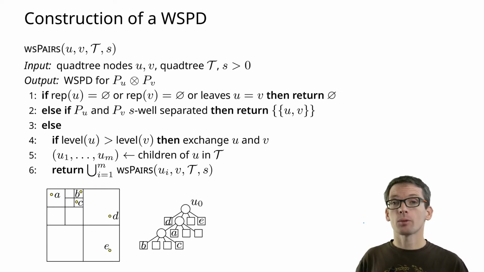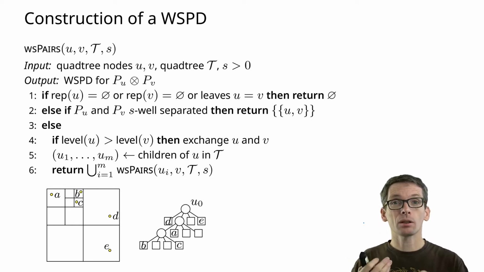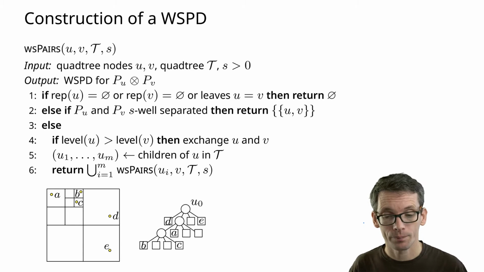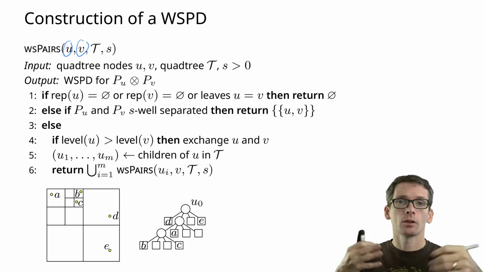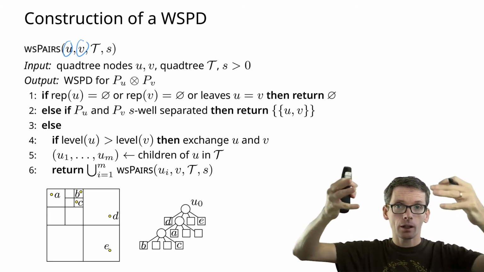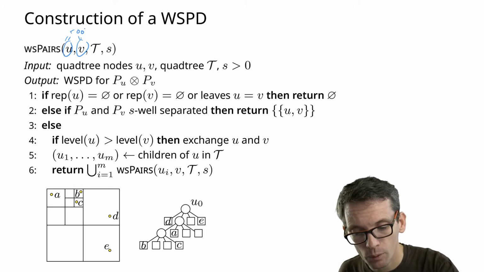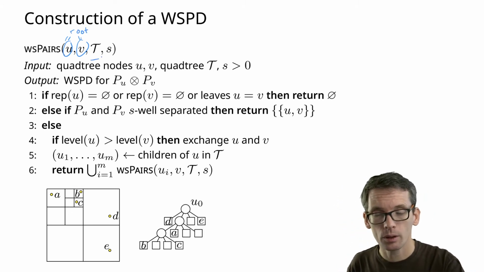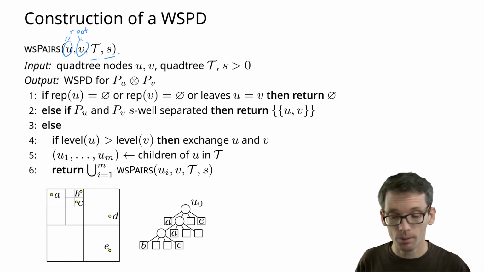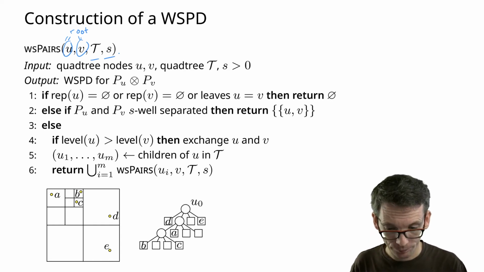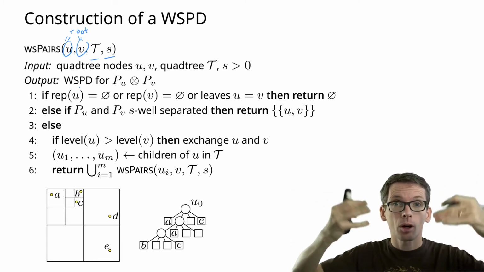It's a recursive algorithm. It's very simple. Let me show it to you line by line. So it works on a quadtree. And u and v are quadtree nodes, and since it's a recursive algorithm, we will start at the root, so initially u and v will both be the root, and then we recurse downwards. T is our quadtree, and S is a parameter, since we want an S-well-separated pair decomposition of our point set.